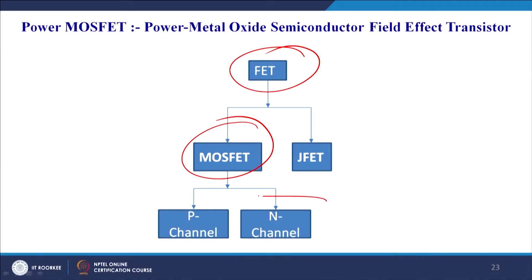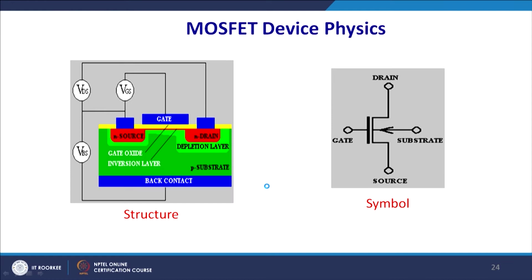and from there we have the P channel and the N channel MOSFET. These are very frequently used in low power electronics devices, mostly in DC to DC converters for their compact size and high frequency applications. So, this is the structure of the MOSFET.